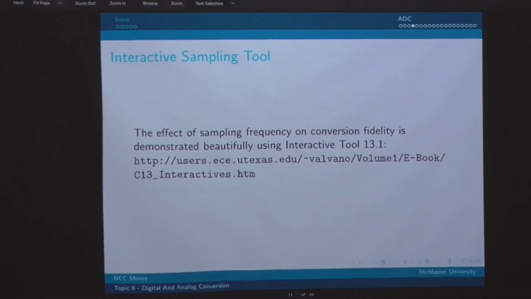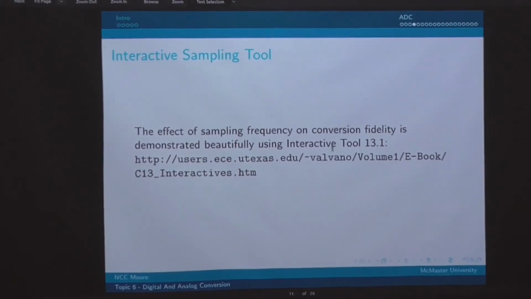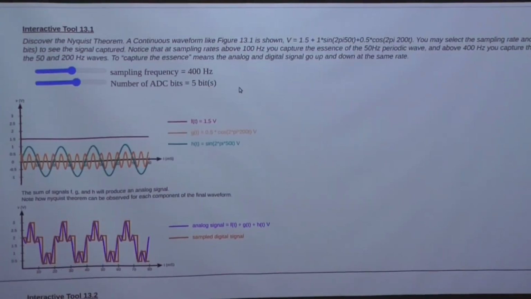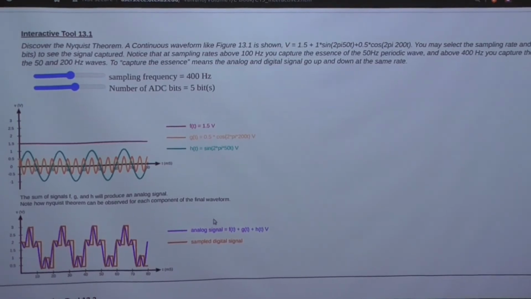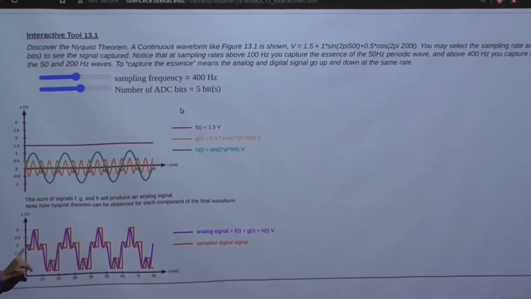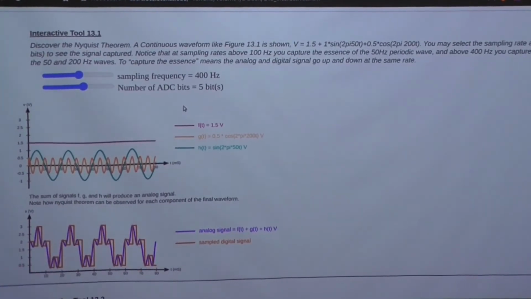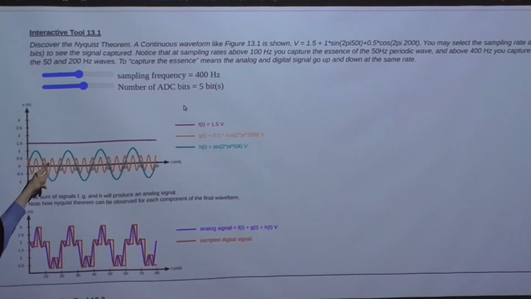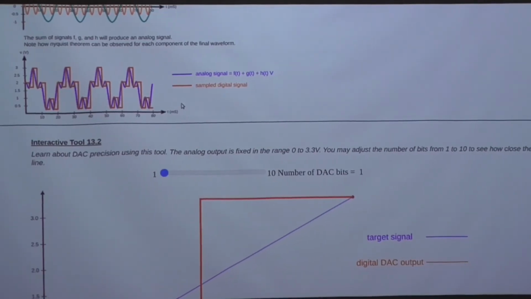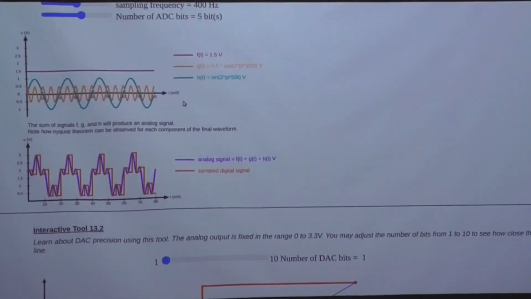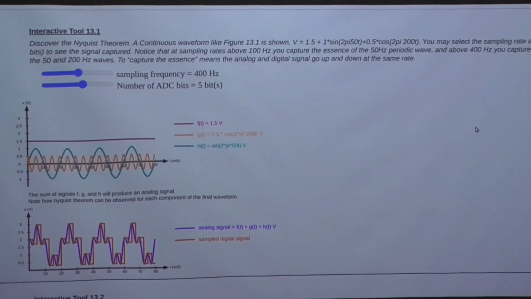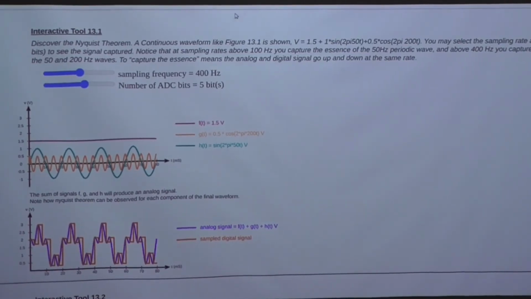So, I'd like to show you a cool, nifty little online tool which demonstrates this pretty well. That's big enough? You guys can see it down here? So, I hope so. This blue line here is an analog signal which is being read. It's actually the sum of these three signals, right? So, watch what happens when we increase the sampling frequency.